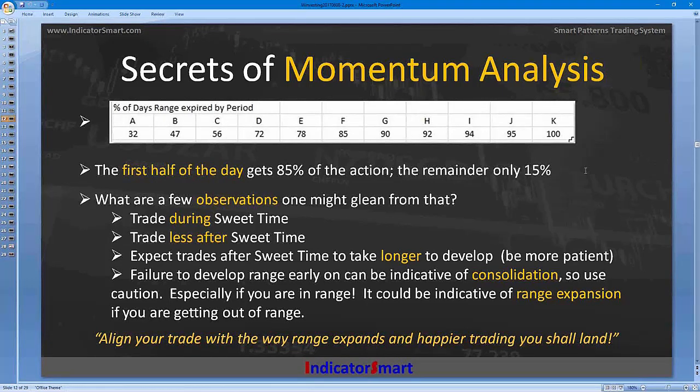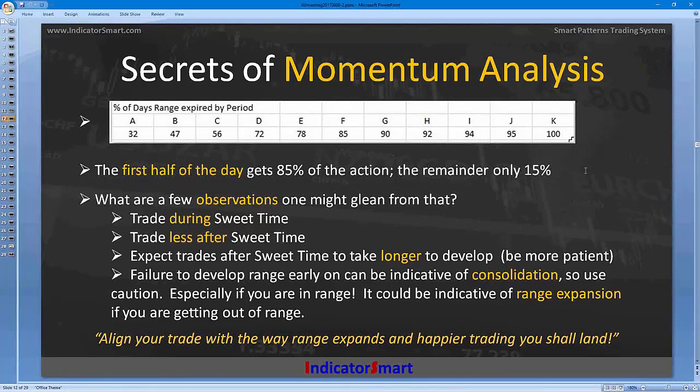Okay, so what are a few observations one might glean from this? Well, trade during the sweet time in that early part of the day. Trade less after sweet time in general. Expect trades after sweet time to take longer to develop. You've got to be way more patient, because it's more consolidative later in the day.